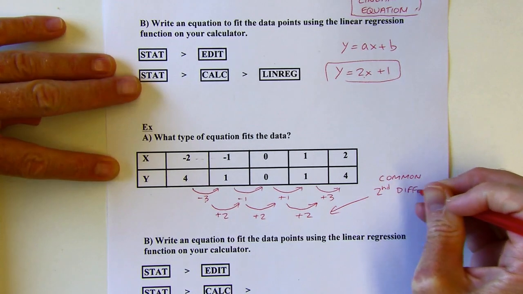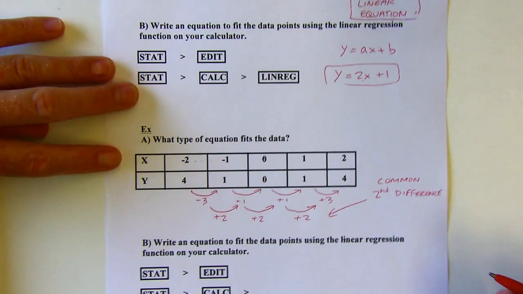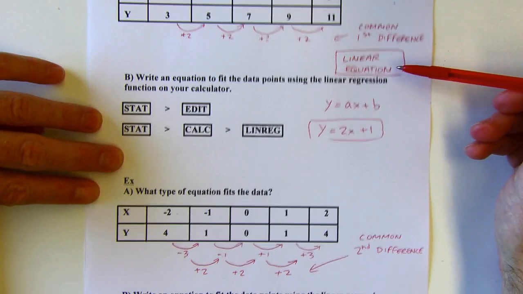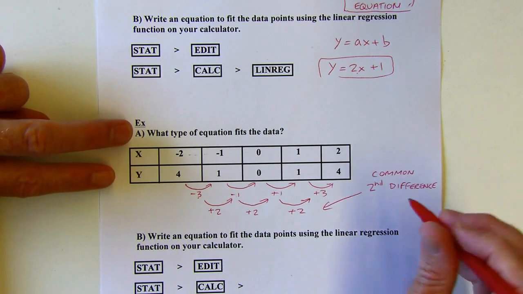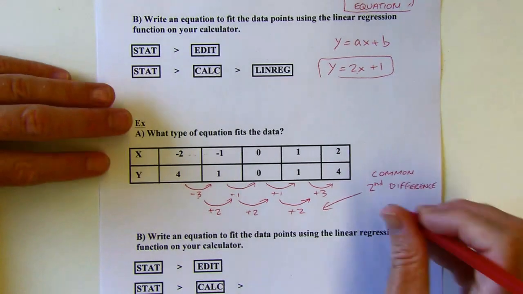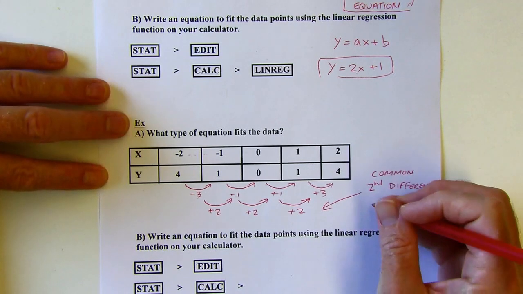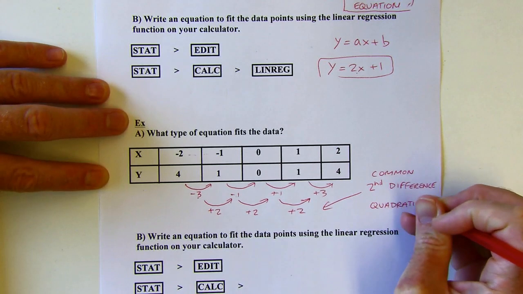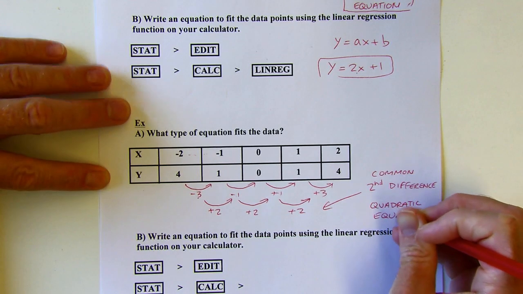And when that happens, I'm going to have a second degree equation, which is a quadratic function, right? So if the first differences are common, you got a first degree equation, which is linear. And if you got a second common second difference, it's a second degree equation, and that means you'll have a squared variable in there. So this is going to be a quadratic equation or function, however you want to say that.